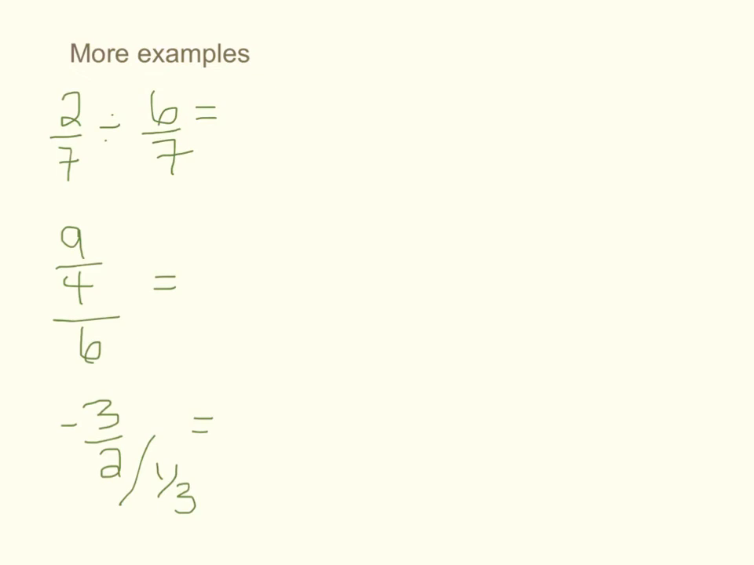So division works similarly to multiplication, just there's one little trick. So when I'm dividing fractions, what I want to do is keep the first fraction the same and then take the reciprocal, or the flip, of the second fraction and multiply. So for this example, I'll have 2 over 7 times 7 over 6.